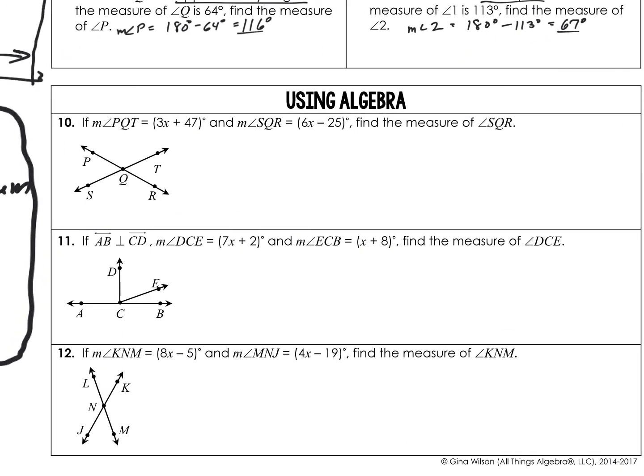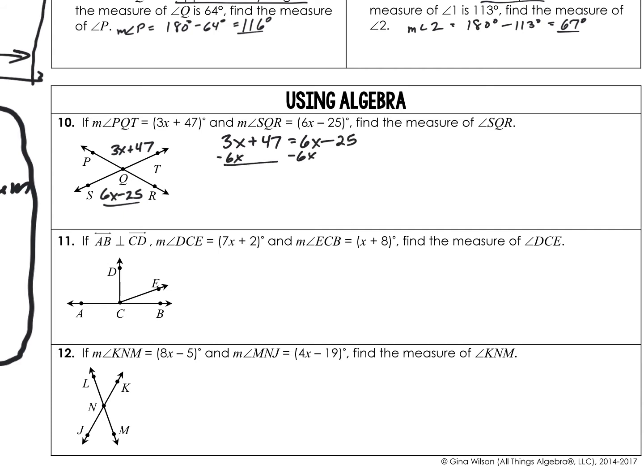If the measure of angle PQT is 3x plus 47, and the measure of angle SQR is 6x minus 25, find the measure of angle SQR. All right, so the first thing I need to do is solve for x and then substitute x in for angle SQR's expression. And these are vertical angles, so I know they're equivalent, or congruent is the correct term. 3x plus 47 is equal to 6x minus 25.